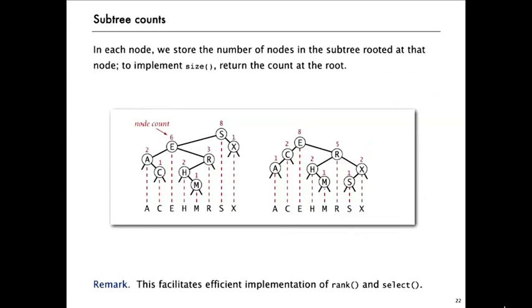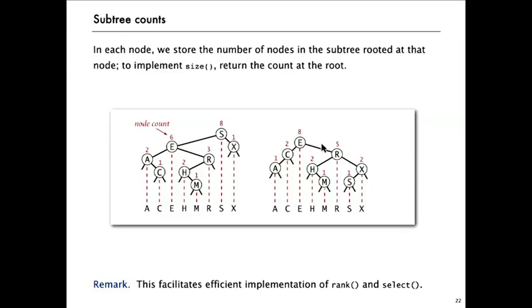Now, what about operations like rank and select? How many keys are there less than a given key? And give us the seventh largest key. To facilitate implementing those operations and also size, all we do is keep an extra field in each node, which is the number of nodes in the subtree rooted at that node. So this tree's got 8 nodes in it. This subtree has 6 nodes in it, and so forth.